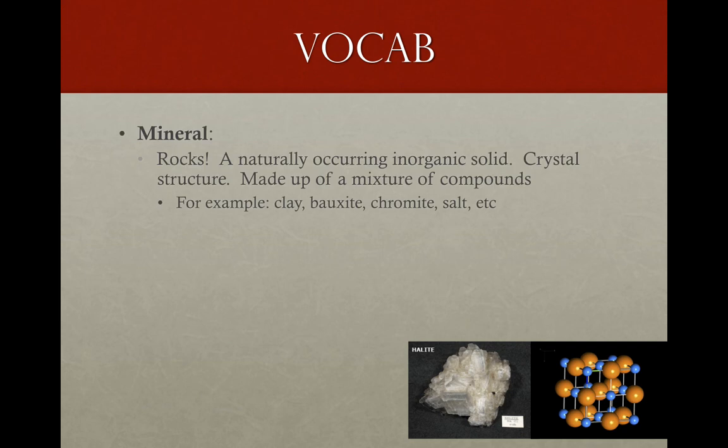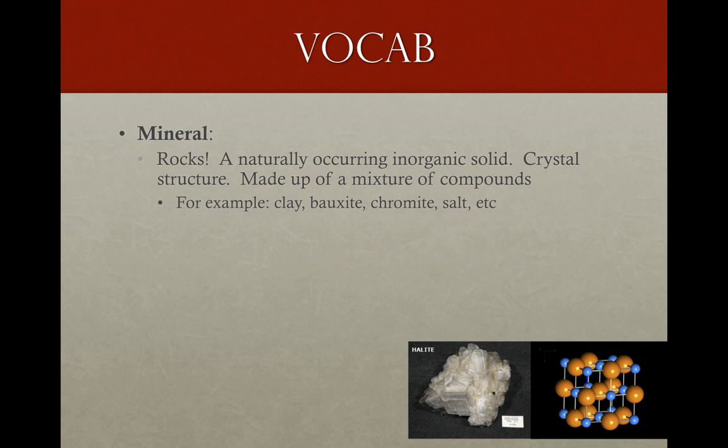To start off, mineral is something we're going to be talking about. Minerals basically mean rocks that come from the earth. They occur naturally. They are inorganic, which means they didn't come from a living creature. And they have a crystalline structure, so you can kind of see what a crystal looks like in the bottom right-hand corner of the screen. And they're made up of a mixture of things. So minerals are made up of lots of different things.